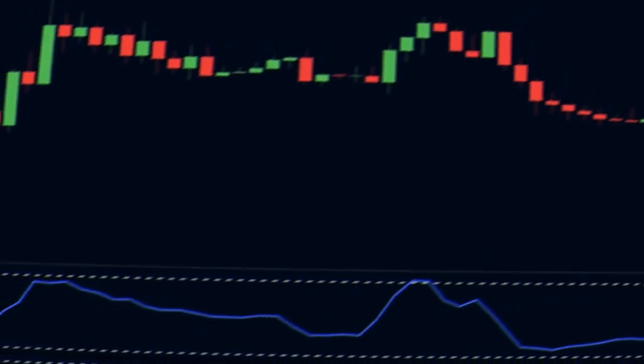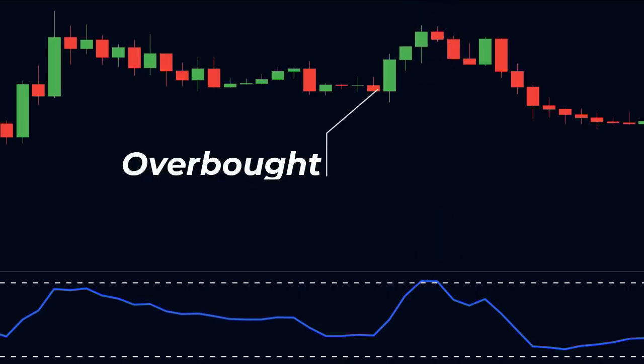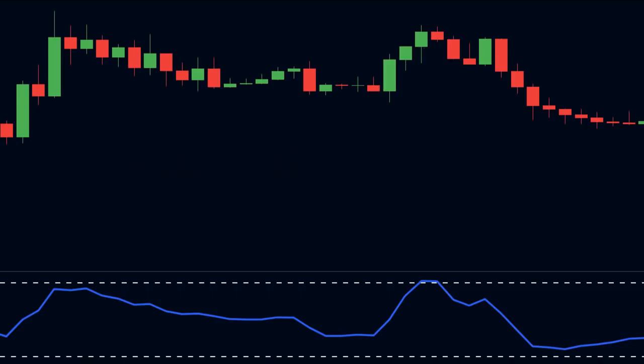Now let's look at a bearish trade example. On this chart we see that around this price area the CCI crosses above the plus 200 level. This means that the price has become overextended to the upside. Therefore, we can expect the market to make a down move.